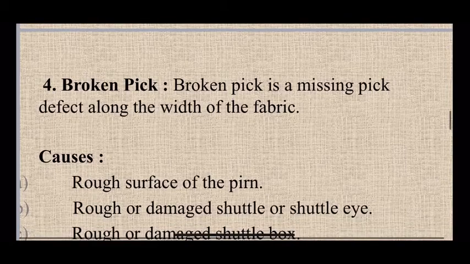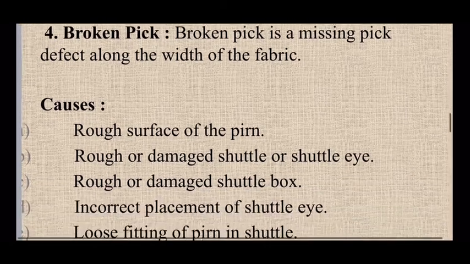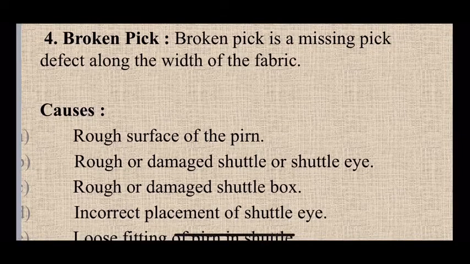Then next in weft defects is broken pick. Broken pick is a missing pick defect along the width of the fabric. This is as we have broken ends or chira in the warpwise direction. Similarly, if a pick is missing or broken along the width of the fabric, then it is known as broken pick.